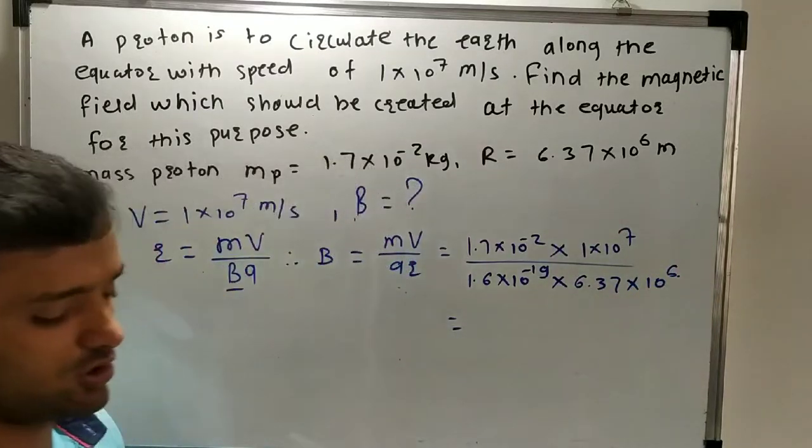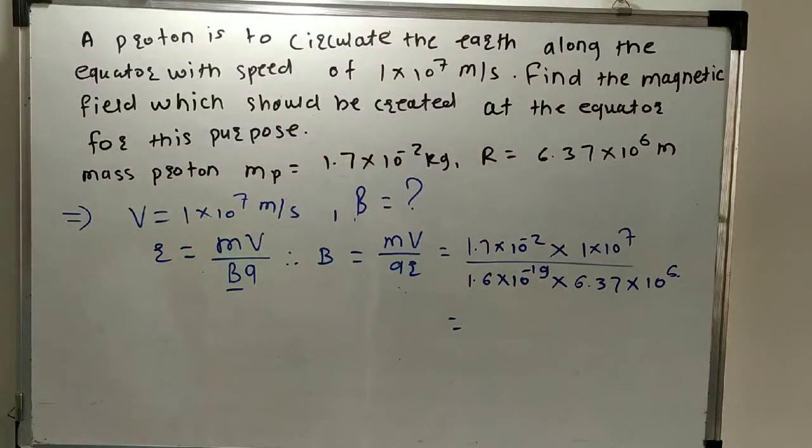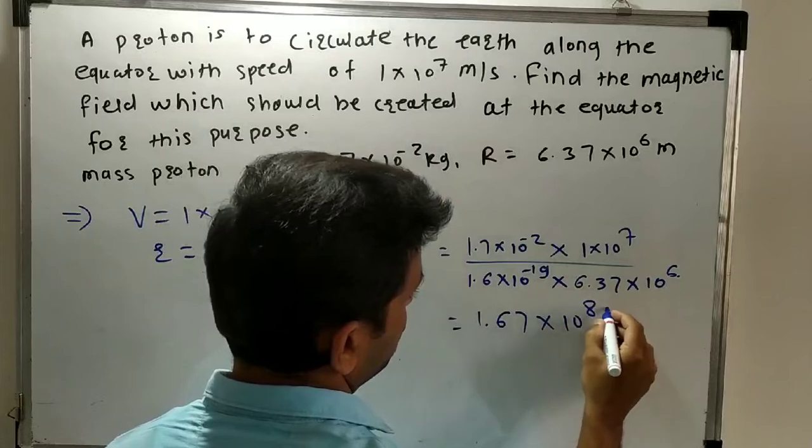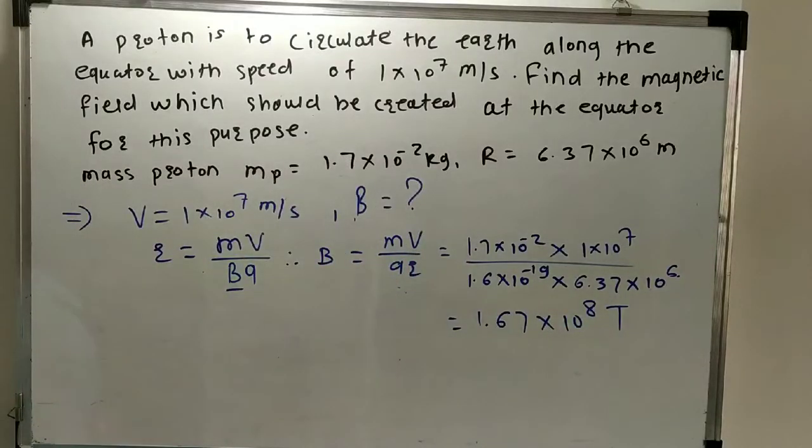If you solve all this calculation by using the log table, then the answer will be 1.67 into 10 raised to 8 Tesla. So we can determine the value of magnetic induction produced by the proton when it is revolving in a circular path along the equator. Now we can consider the next numerical.